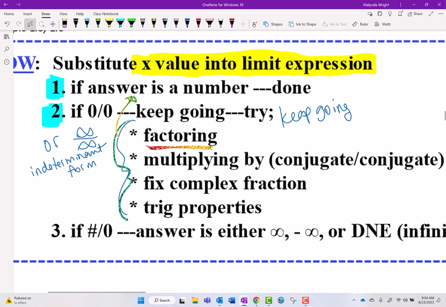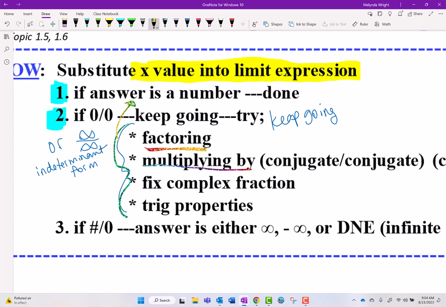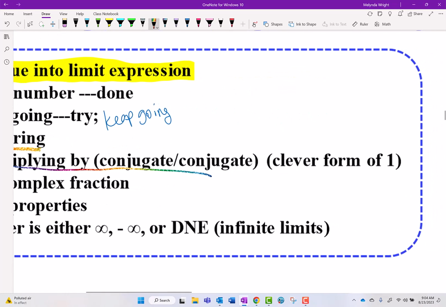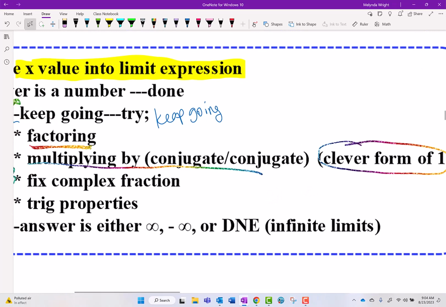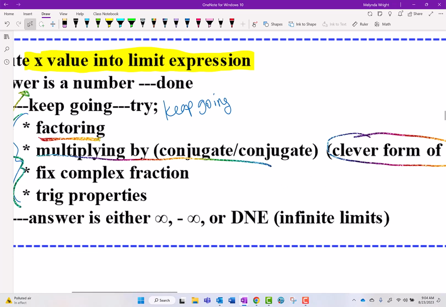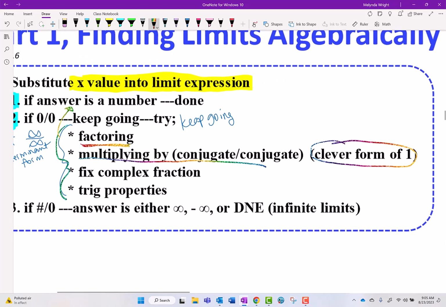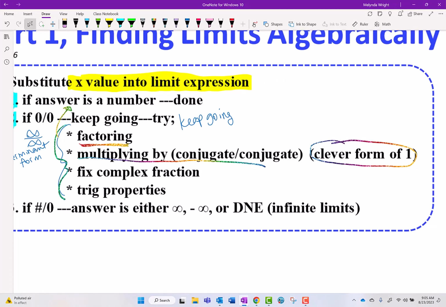We would try multiplying by the conjugate over the conjugate, which is another way of saying a clever form of 1. We can only multiply by 1, by the way. We can't multiply by anything else. Like you're not allowed to square it or square root it. You're not allowed to do any of that stuff. You can only multiply by 1 when we're working with limits.